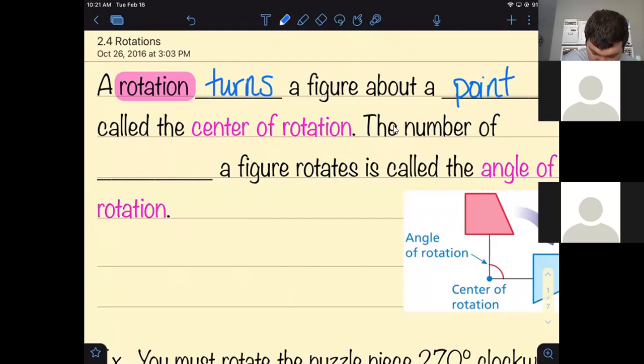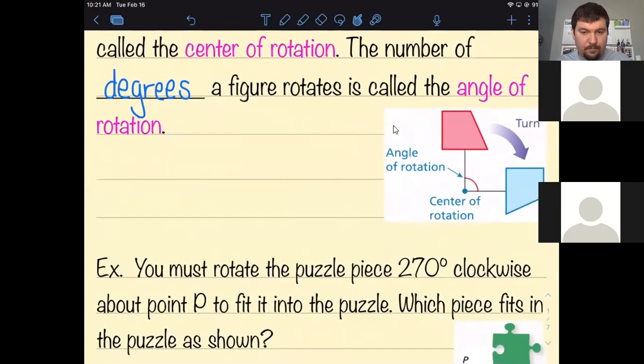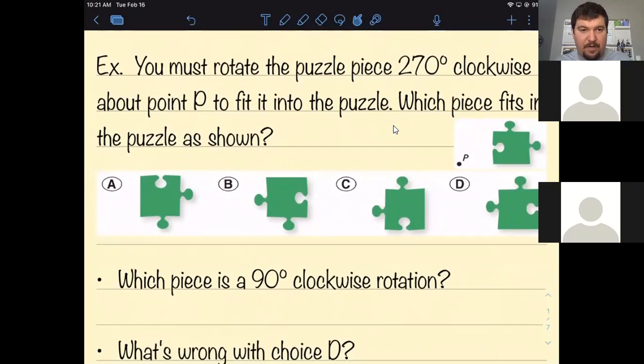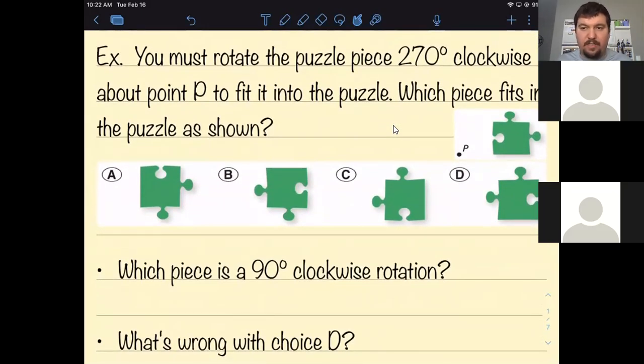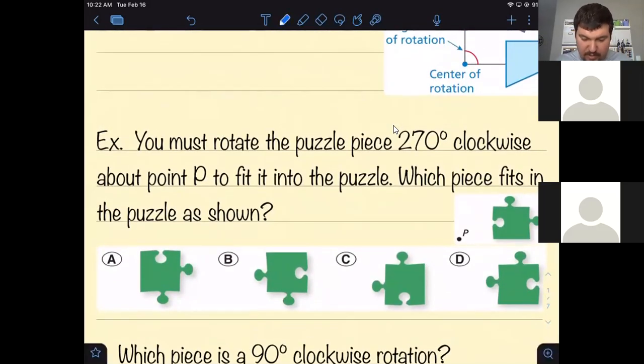Okay. The number of degrees a figure rotates is called the angle of rotation. Okay, look at this first example here. It says you must rotate a puzzle piece 270 degrees clockwise. Now clockwise means you would be going this direction. So 270 degrees, remember 360 degrees would be a full rotation. 270 degrees would be 3/4 of one.